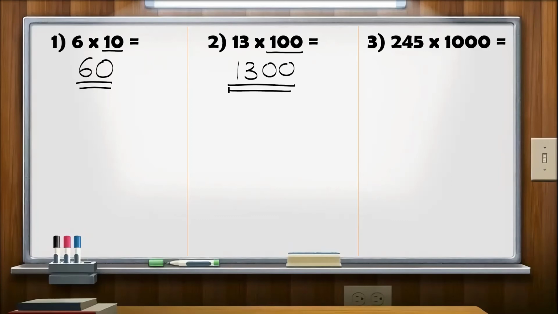And finally, example number 3, we have 245 times 1000. We can see in the question, 245 is going to become 1000 times bigger. So our answer will have 3 zeros on the end of 245. So therefore, the answer to 245 times 1000 is 245,000. So now I will give you some Mr. Khan's skills check questions for you to practice this method and see how well you get on.